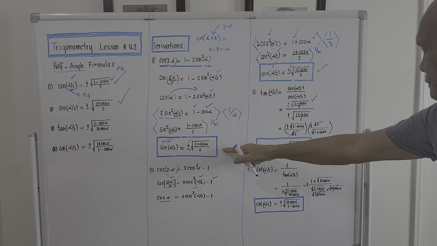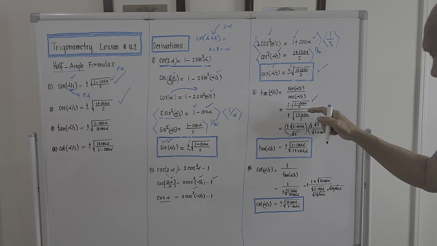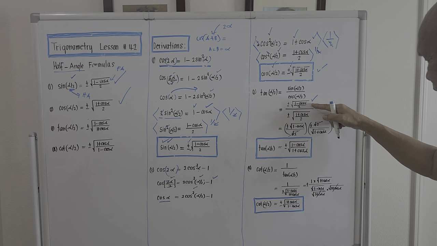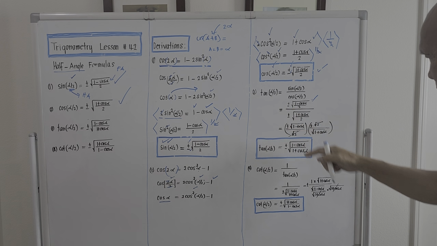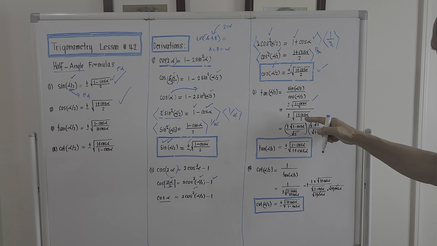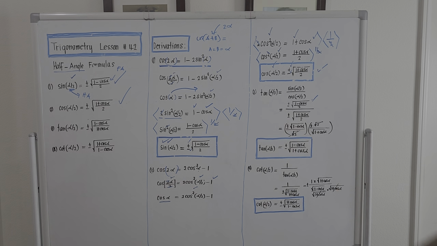So tangent of alpha over 2 will be sine of the quantity alpha over 2 over cosine of alpha over 2. We now know the equivalent of sine of alpha over 2. It is this. Plus or minus the square root of 1 minus cosine alpha over 2, all over plus or minus the square root of 1 plus cosine of alpha over 2. And if we try to simplify this one, again, it's always algebra.